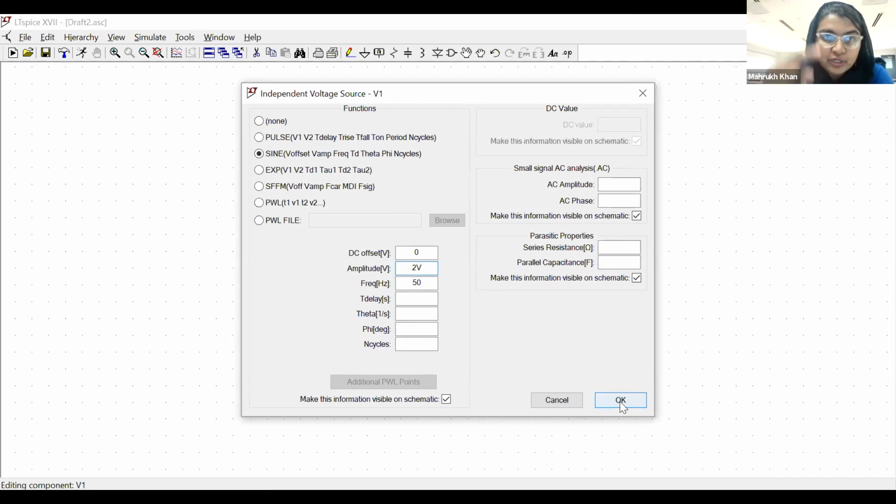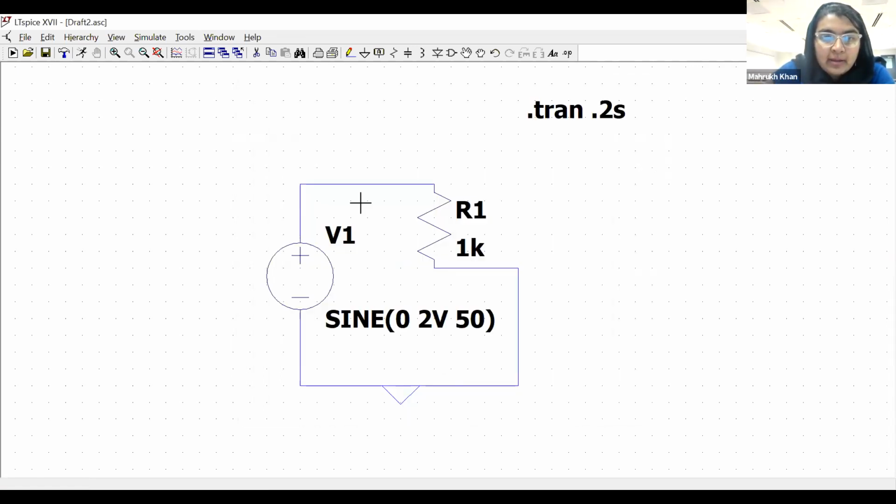So peak to peak voltage means from the top peak to the bottom peak. So if you have the peak voltage as 2 volts, your peak to peak voltage will be 4 volts. Here, if I set the amplitude as 2 volts, then it should give me peak to peak voltage as 4 volts.